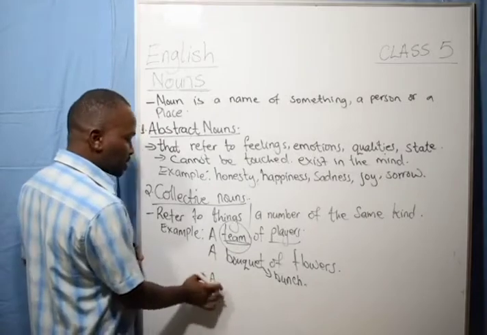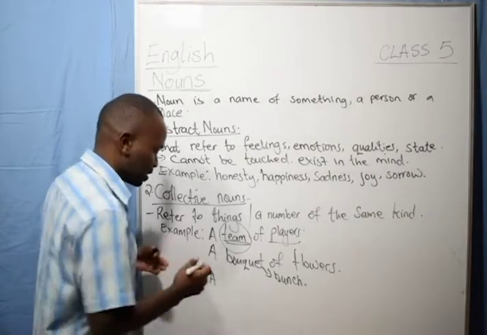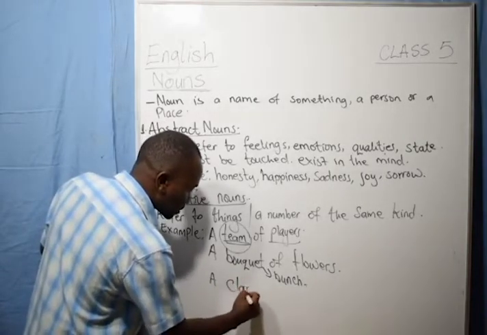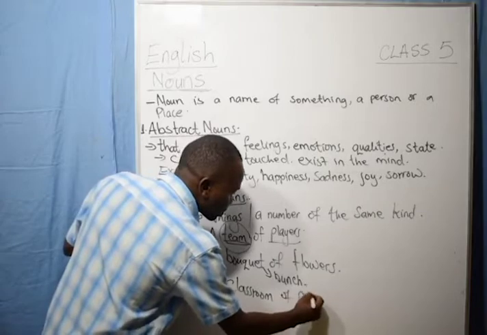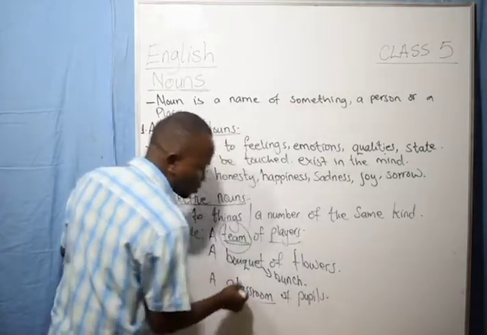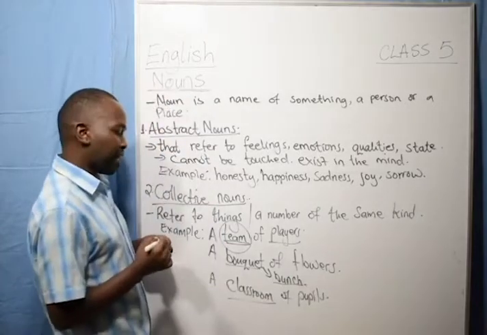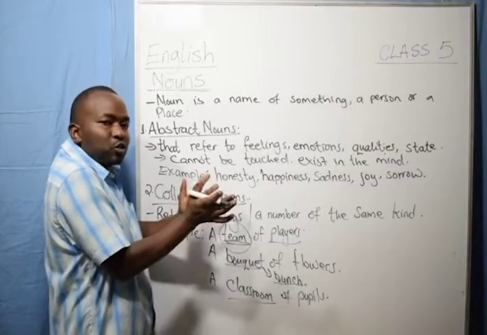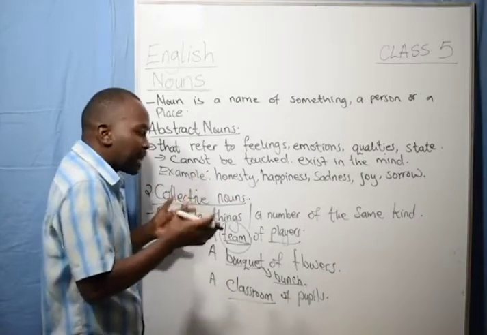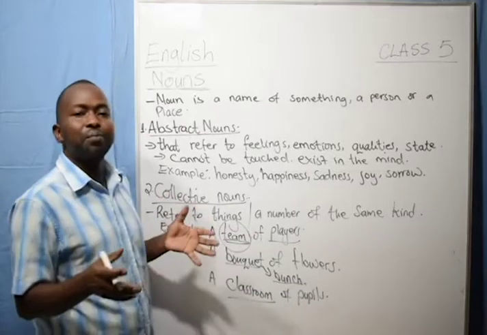When we have pupils in a class learning together, we say a classroom of pupils. So the word classroom, the word bouquet, the word bunch, all of them refer to collective things that are together, and many, many others that we have. I'm sure if I give you a chance, we can name many of them.